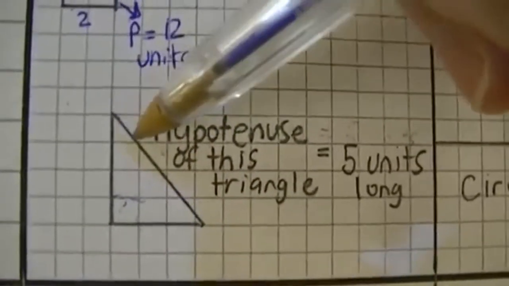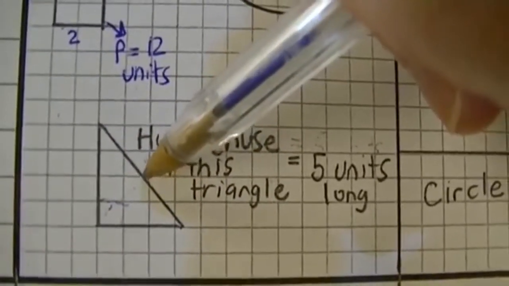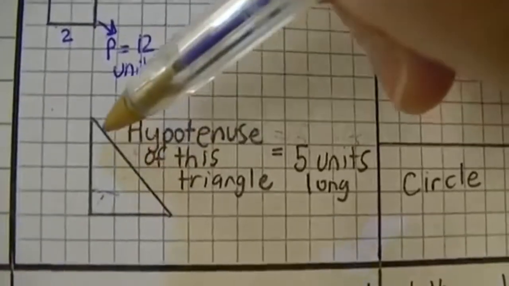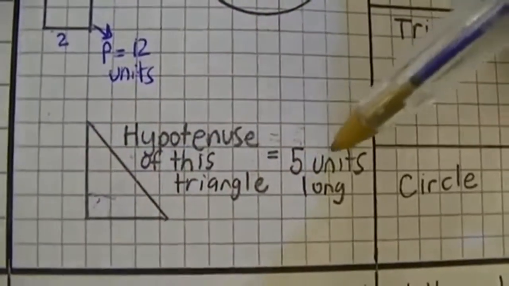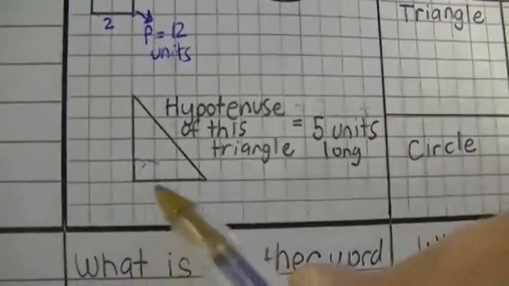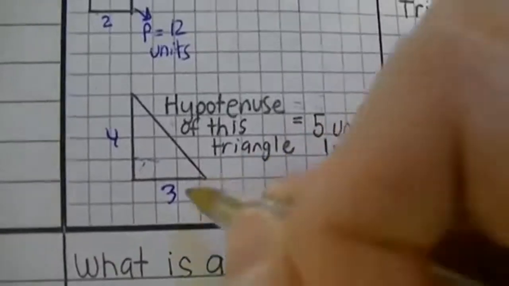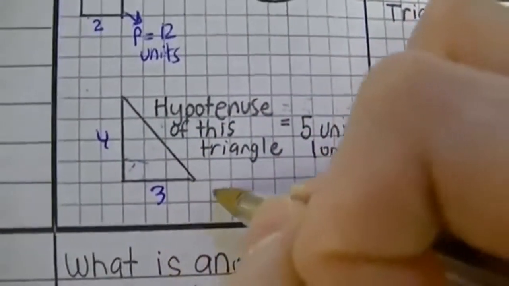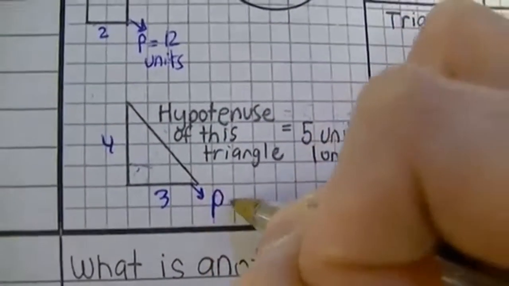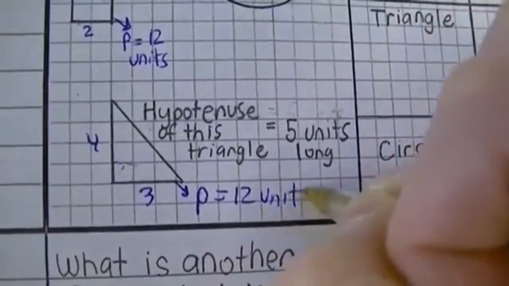Because you can't just be like, oh, that's 1, 2, 3. You can't do that. So the distance from here to here, I'm telling you, it's 5 units long. Distance from here to here is 3 units. From here to here is 4, okay? So our perimeter, 4 plus 5 plus 3, for this right triangle is 12 units.